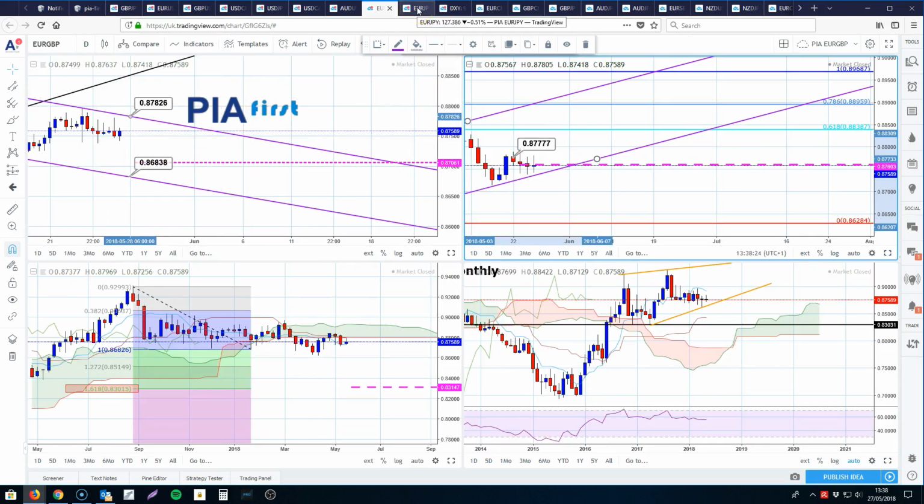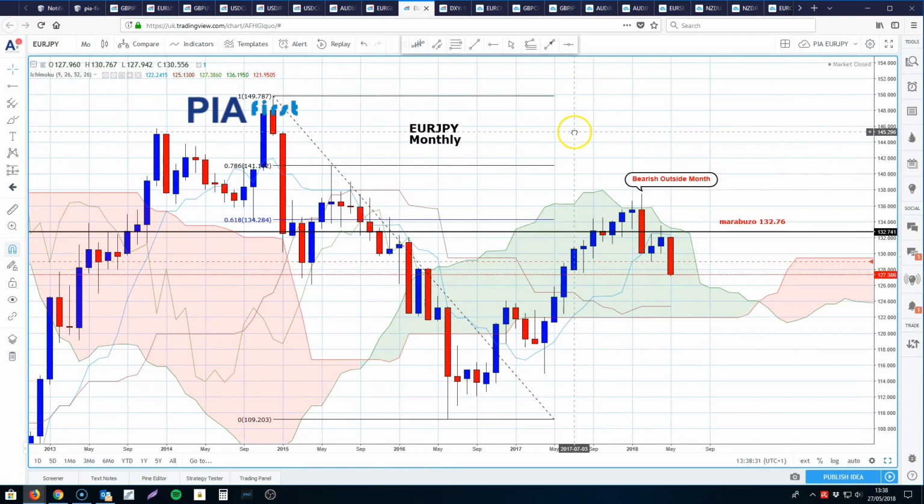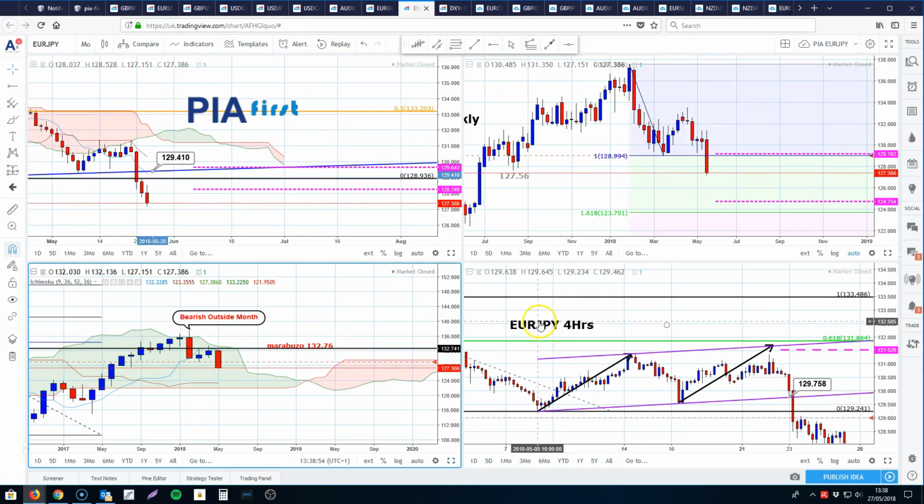Euro yen was one of our prime plays, if you like. From a technical analyst point of view, it did everything it should have done. Bearish outside month in February, Marubozu level held, which is 132.76. That's the midpoint from the open and the close, and then we've seen a break of the low. We've actually got two inside soldiers, if you like, on the monthly chart.